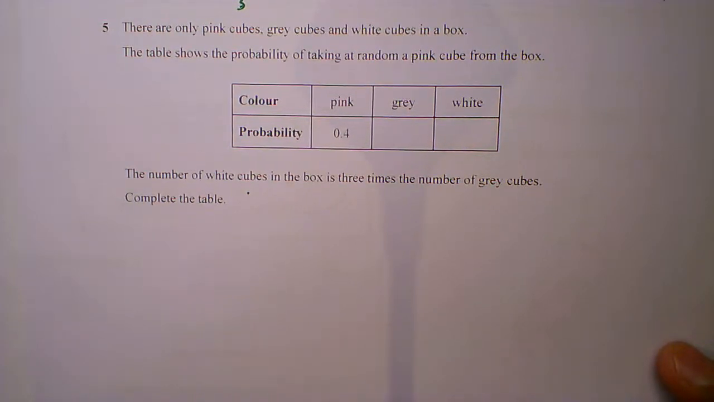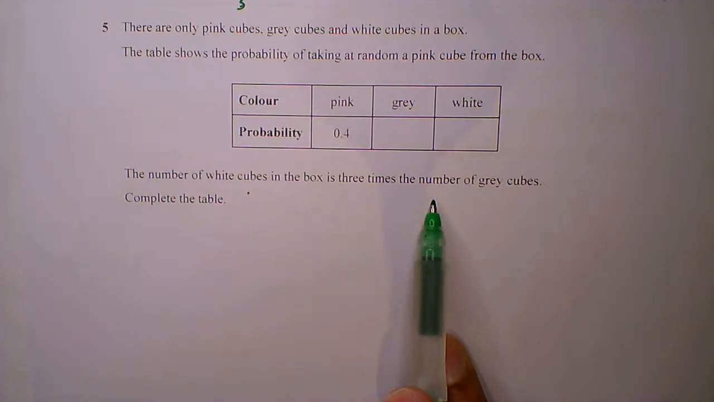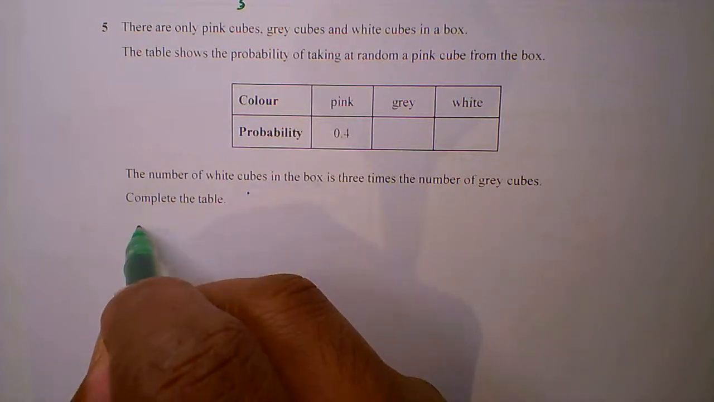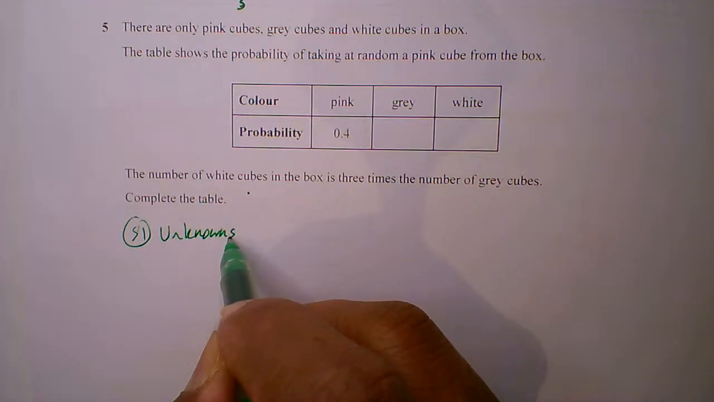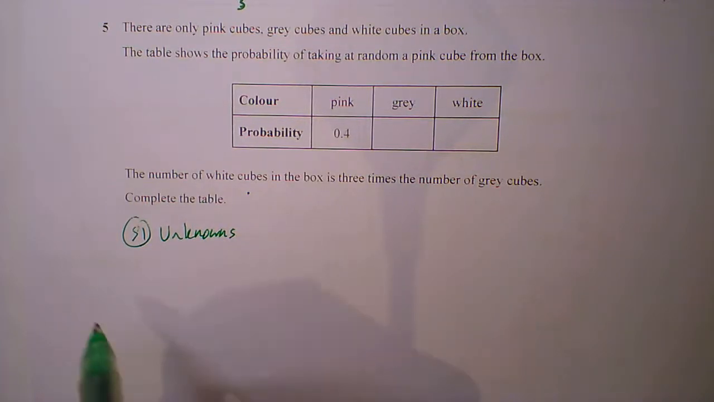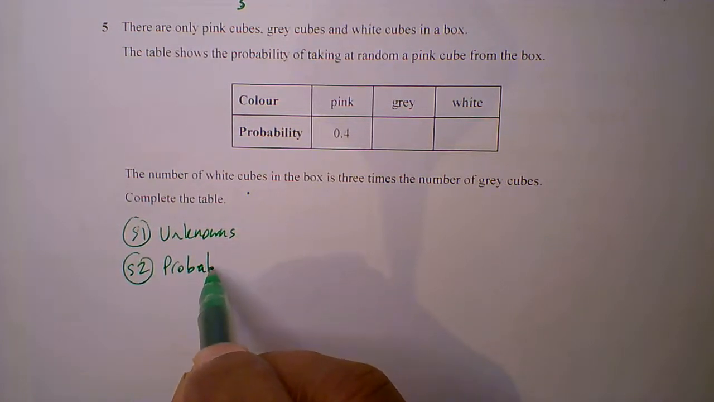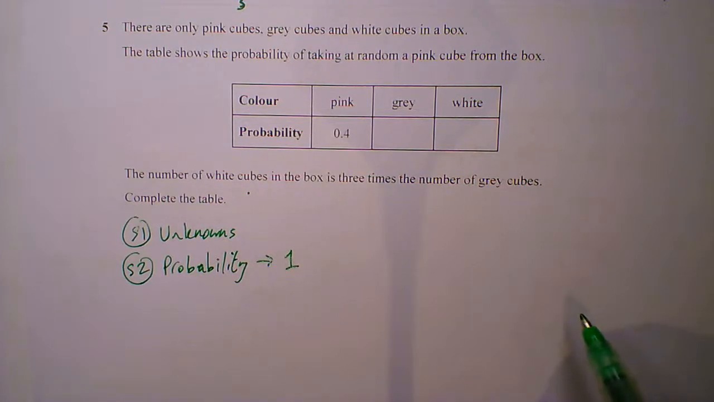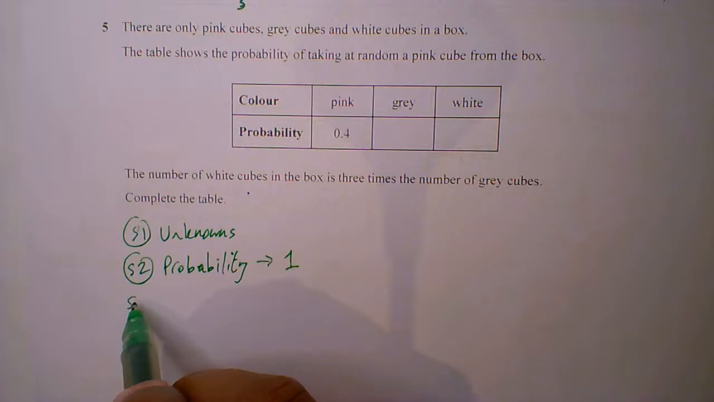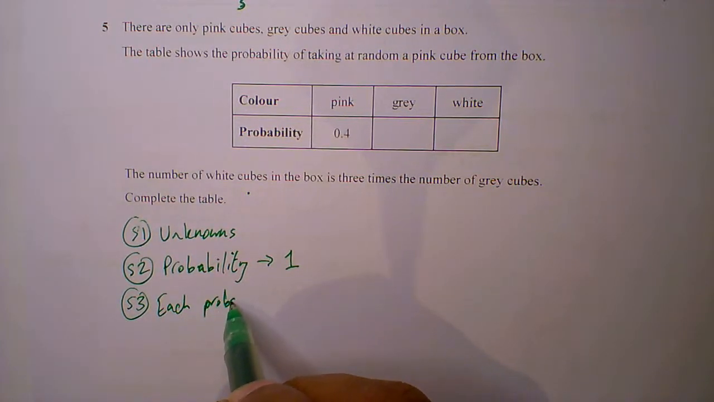So first of all, I am going to be looking at the unknowns. We've got the number of white cubes in the box is 3 times the number of grey cubes. So step 1 for me is unknowns. You may have different ways you solve this, but I'm going to do that. Step 2 is probability. What do probabilities add up to? They add up to 1. So I'm going to be using that fact. And then from that, step 3, I'm going to be finding each probability.